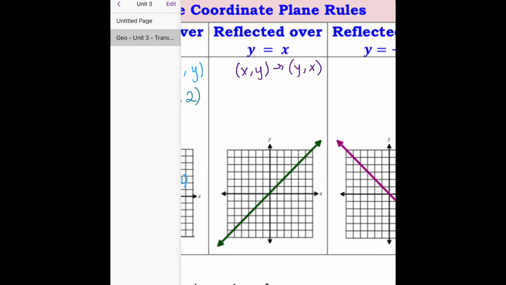Let's pick a new point now. How about this one? This one is 3 comma 0. Now if I want to reflect that across my line, I'm going to take my point 3 comma 0 and flip-flop my x and y point. So if this is my x and y, they have to switch places. So 0 comma 3. Just switch the places. And if I were to plot that point, 0 comma 3 would be right here.